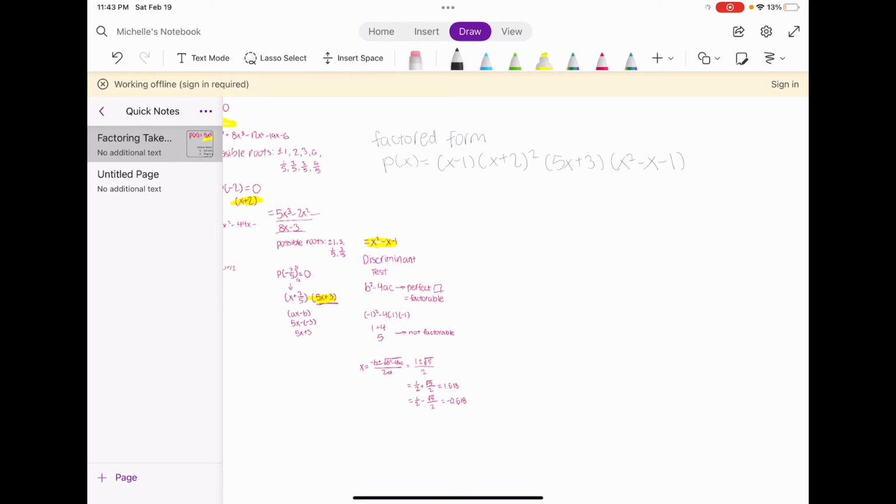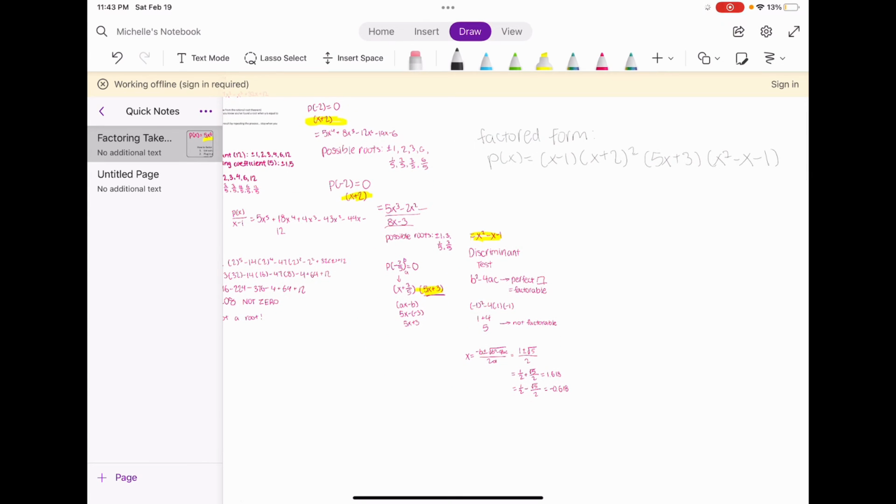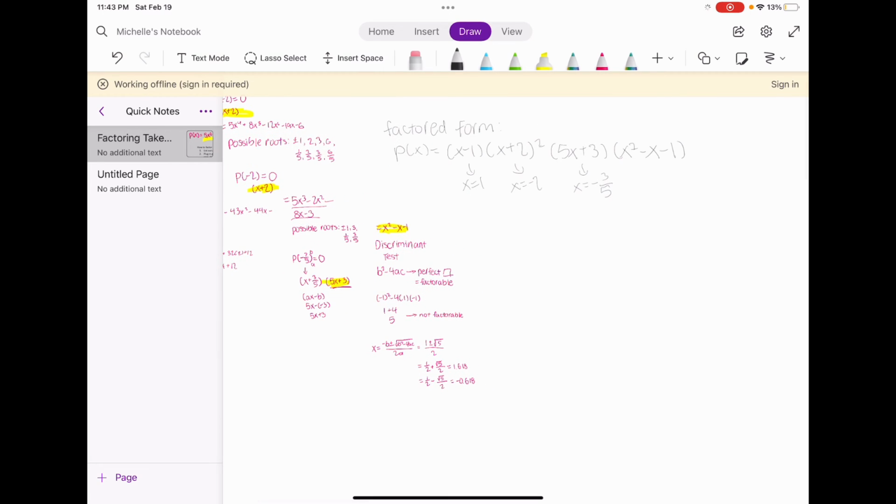Okay, that's the factored form of this polynomial function. And what are our roots that we can draw out? Well, x is equal to 1 here, x is equal to negative 2, x is equal to negative 3/5. By the way, I'm using the zero product property to solve this. And this is 1.618 and negative 0.618 because I solved it using the quadratic formula.